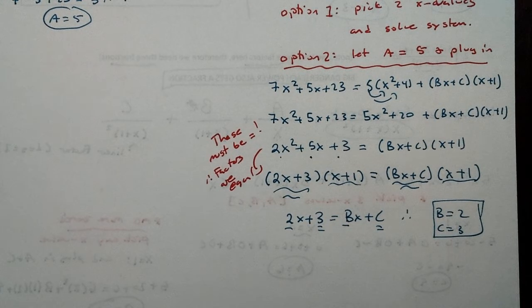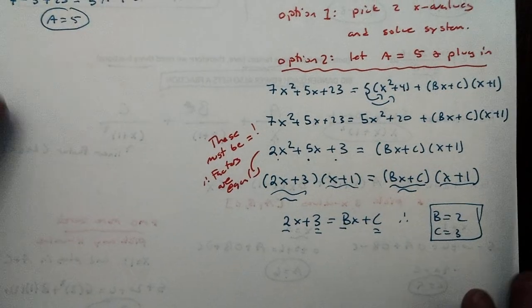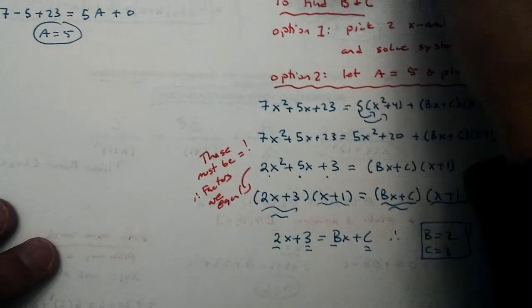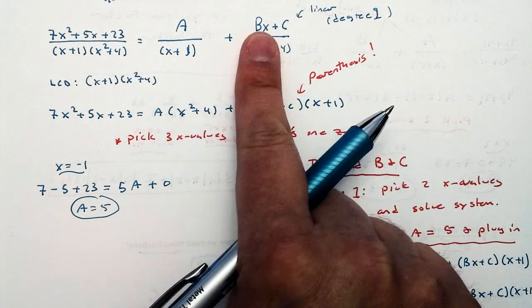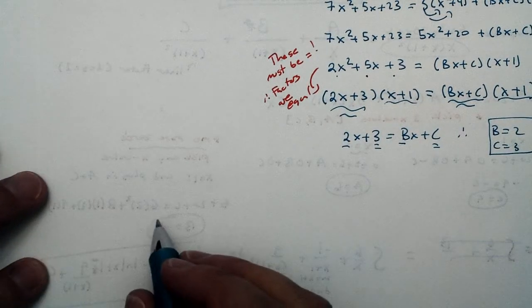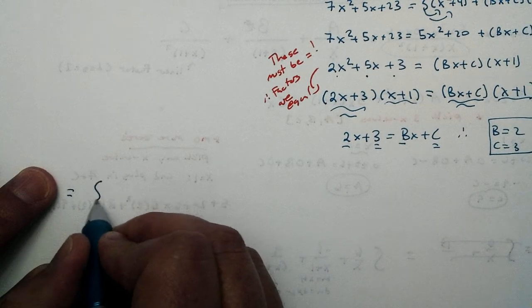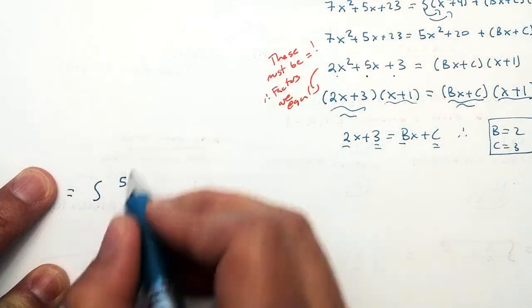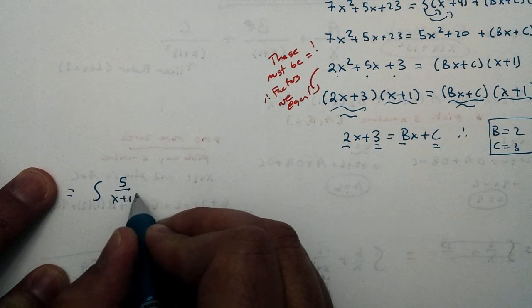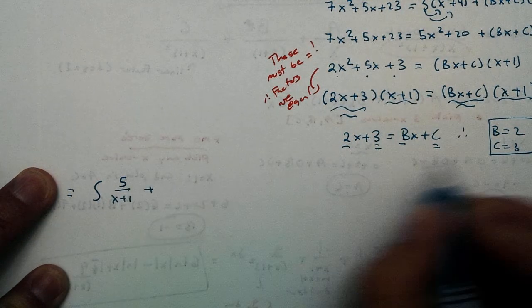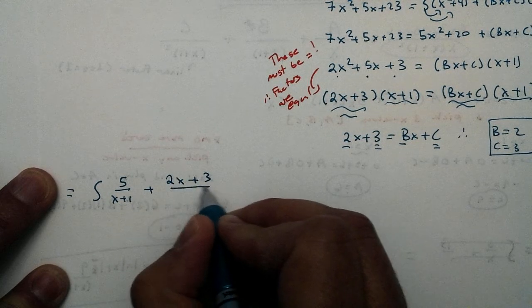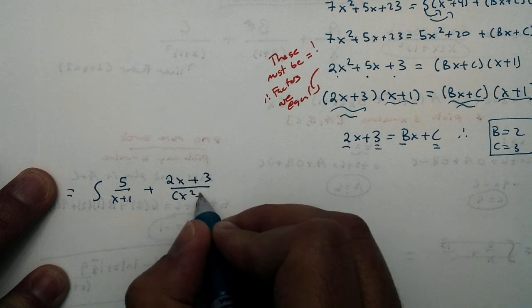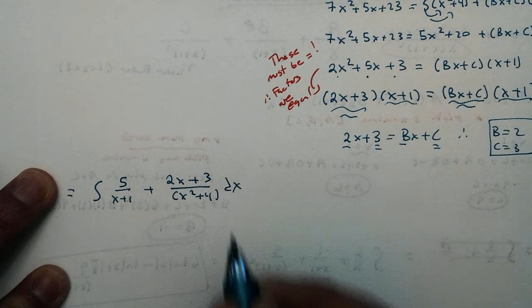Alright, now remember, that's the long part, right? Now we have to actually integrate it. Alright, so let's see here. There is my rule: A over x plus 1, bx plus c over x squared plus 4. So I'm going to write that out here. My new integral would be 5, which we said a was 5, over x plus 1, plus bx plus c, which is 2x plus 3, over x squared plus 4, dx.